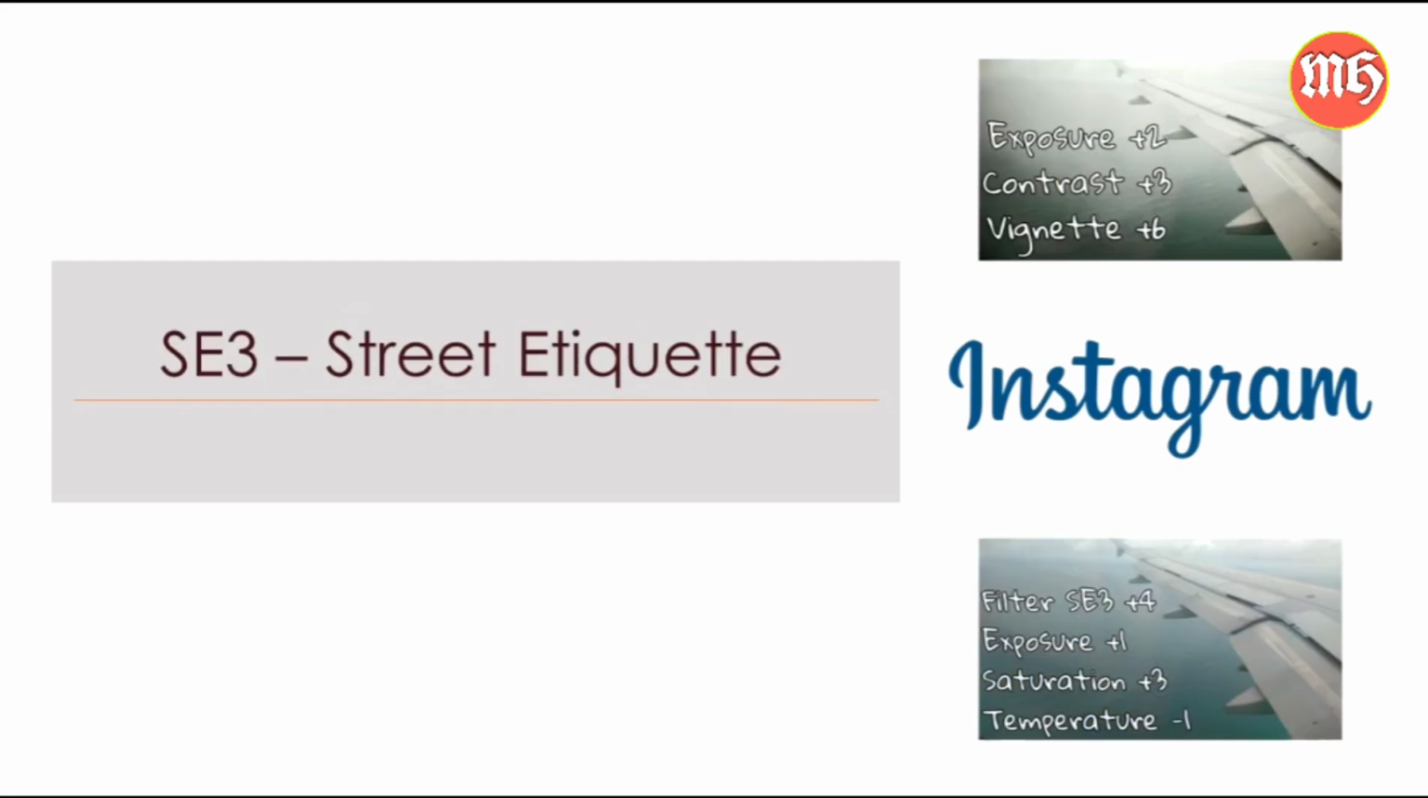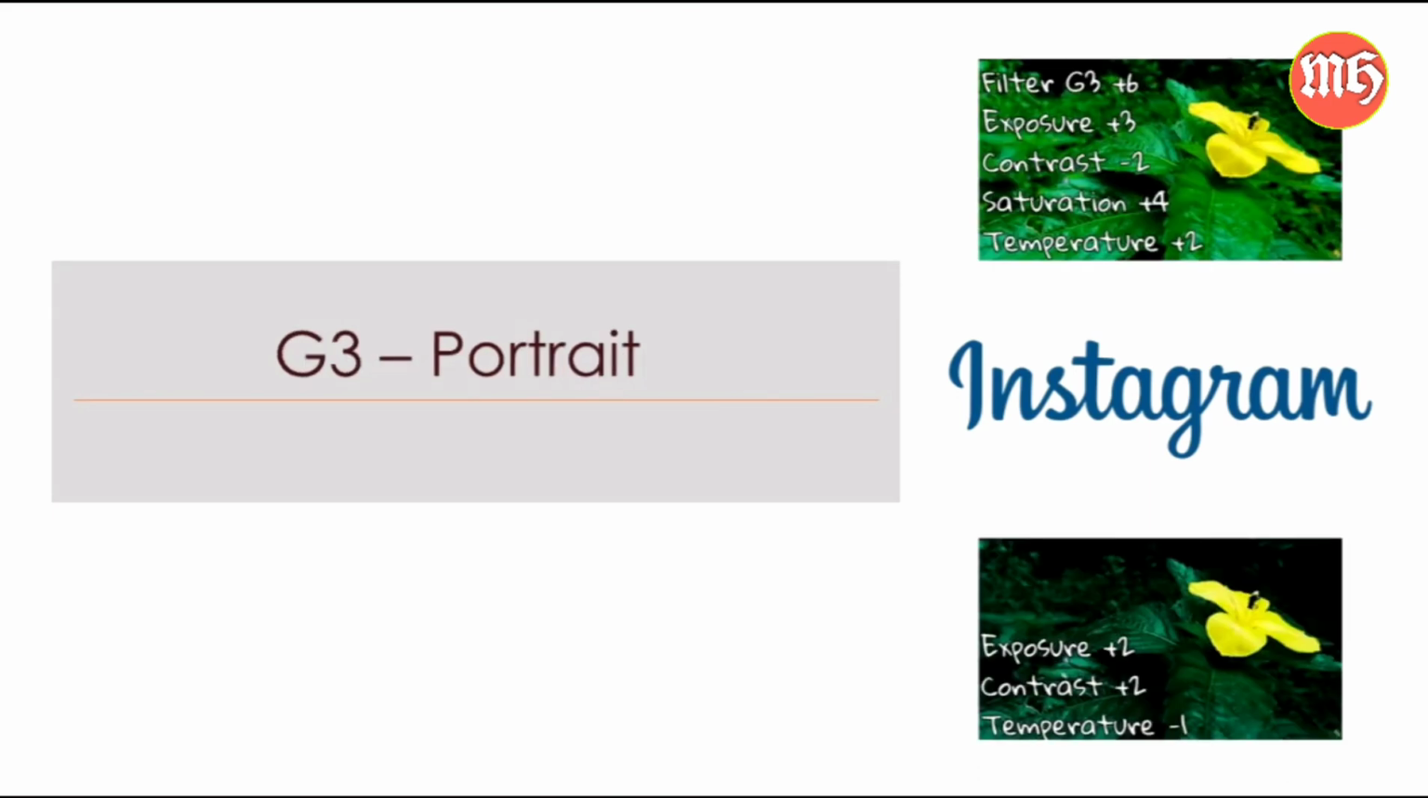If you're moving more towards a black or dark tone, this street etiquette filter pretty well does the job. It's called SE3 in VSCO, and it changes the photo into a darker shade, giving an intense feeling to your photo. The last filter that I'm going to introduce is called G3. It's a portrait filter. This filter gives a sunny, warm tone to your photo, and it's very suitable for outdoor.